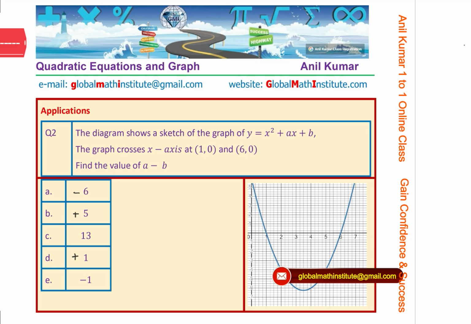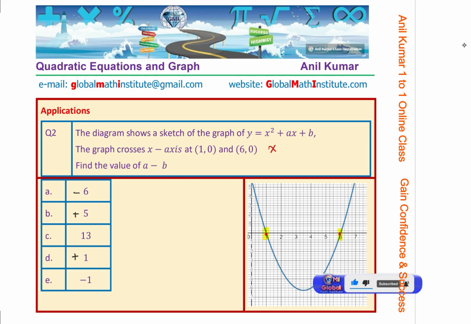Now here is the second practice question for you. Similar type, but this time on the x-axis we are given 2 points, and these 2 points are at 1 and 6. So 1 and 6 are my x-intercepts. So let me write down here this time x1 is equal to 1 and x2 is equal to 6. So what can be the equation? Well, the equation will be y equals (x minus 1) times (x minus 6), right?